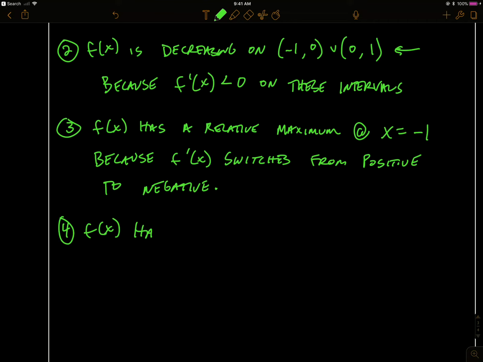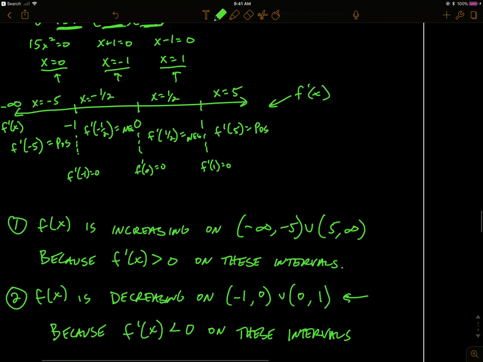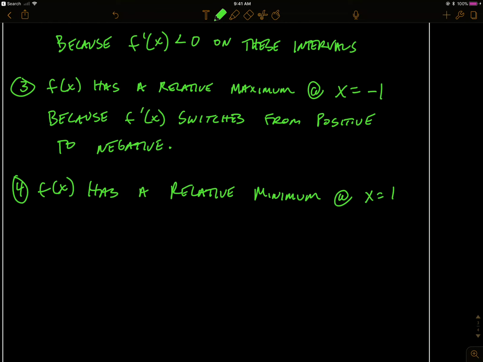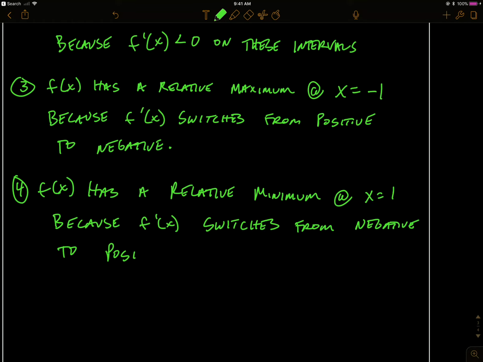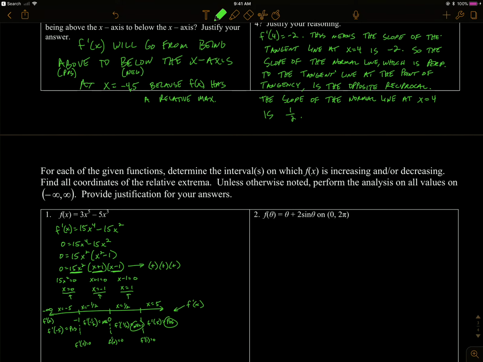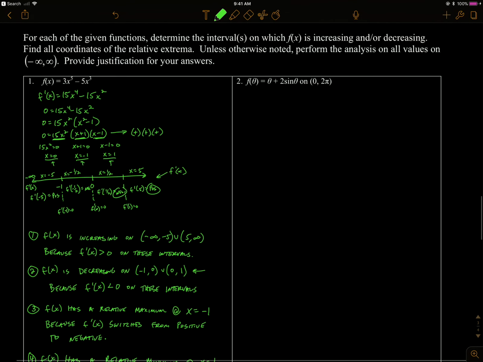F of x has a relative minimum at, we're looking for a switch from negative to positive. That occurs right here at x equals 1, because f prime of x switches from negative to positive. Did they ask for anything else? Nope. And I gave the justification, so we're good to go.